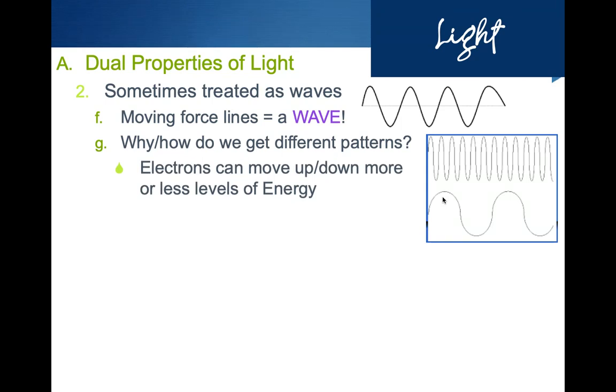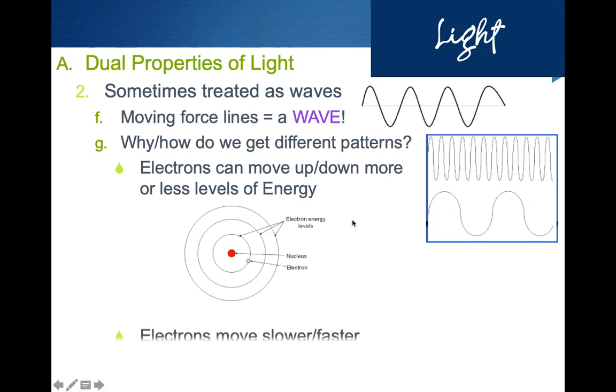Well, here's a few different reasons for that. One, you can have an electron that moves up or down more or less energy levels. So you could have an electron that goes from 1 to 2, or from 1 to 3, or from 1 to 7, and then from 7 back to 6, or 7 back to 4, or 7 back to 2, or 4 back to 2, etc. Right? That's the idea. So because there's many different energy levels, and depending on how much energy an electron absorbs, how far it moves up, how far it moves down, that can give you different patterns.